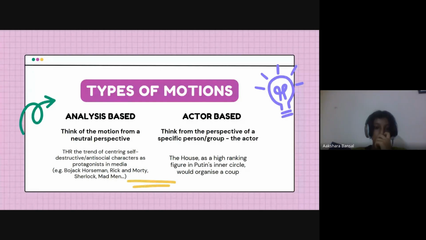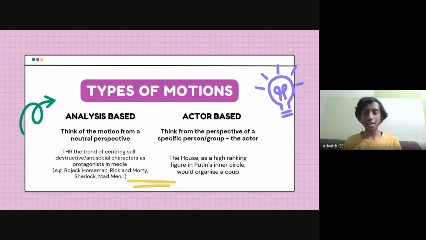What do you mean by high-ranking figure? I didn't understand. Okay. In this specific motion, the high-ranking figure is Putin, right? A high-ranking figure would probably be one of the ministers or a member of Putin's party or something like that.